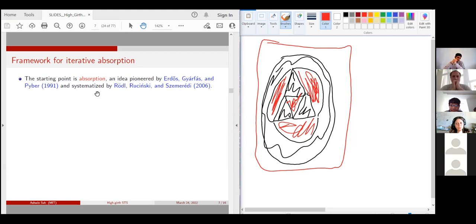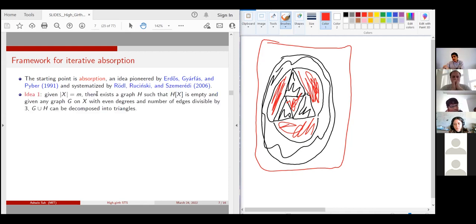So iterative absorption on its own starts with absorption, of course. And you could say that this idea originates in a work of Erdős, Kieropas, and Piper, and perhaps was more systematized by Rödl, Ruciński, and Szemerédi. But there are various works using this idea, of course. So I'm just going to talk about absorption within the context of this problem.